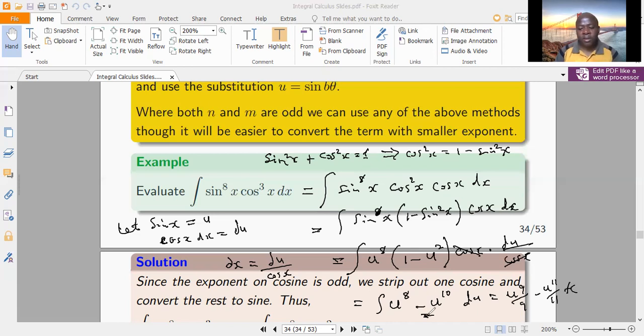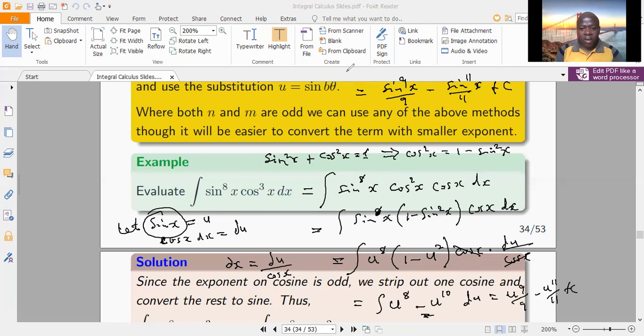Plus C is the constant of integration. Now, what was u? We just replace u, which was sine x. Where there is u, replace it with sine x. So what do we get as our final answer? Our final answer will be sine x raised to 9 out of 9, minus sine x raised to 11 out of 11, plus C. So that's how we integrate this.